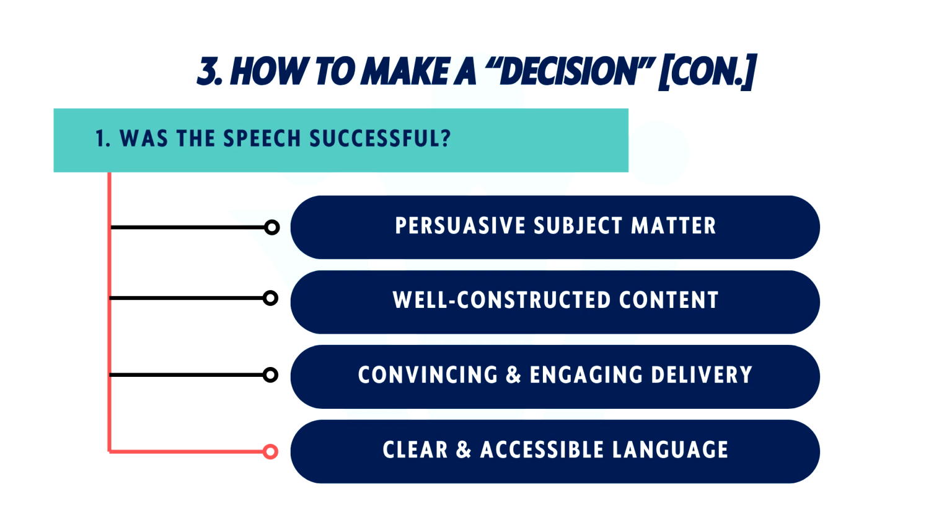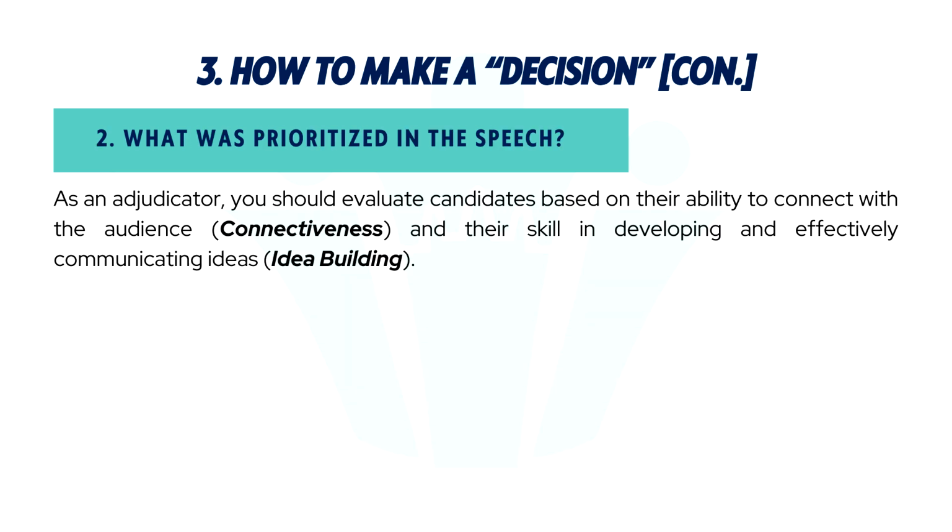Finally, clear and accessible language. The speech should use language that is concise and avoids unnecessary jargon or technical terms, ensuring it is easy for the audience to follow. The choice of words should resonate with the audience, incorporating vivid imagery, rhetorical devices, or anecdotes to enhance engagement. Now, let's move to the second question.